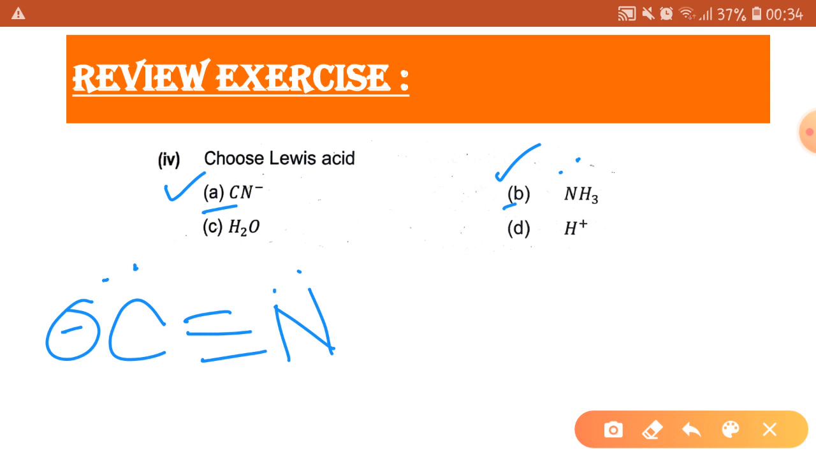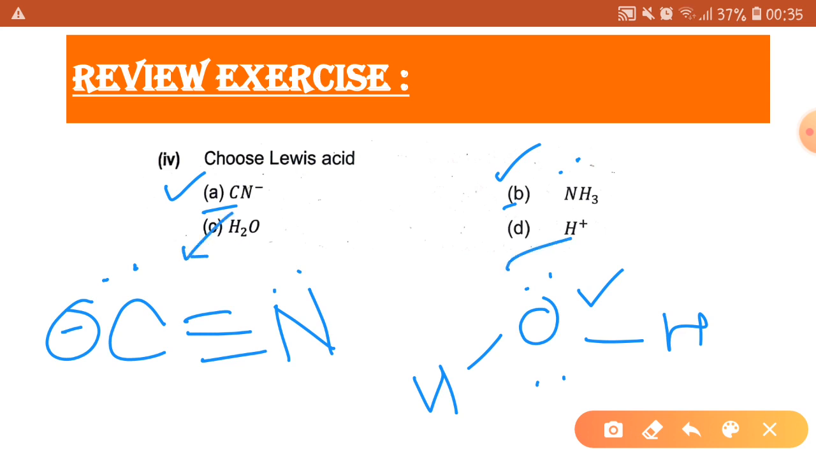Now we have an example of the water molecule. In the water molecule, the oxygen atom has two lone pairs of electrons, and the valence shell of the oxygen atom has 8 electrons, meaning its octet is complete. So, because of the presence of lone pairs of electrons on the oxygen atom and because of the complete octet, H2O may also act as a Lewis base.